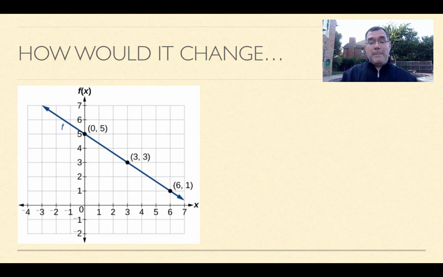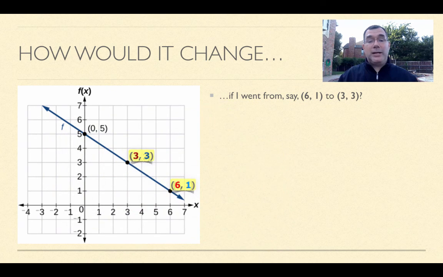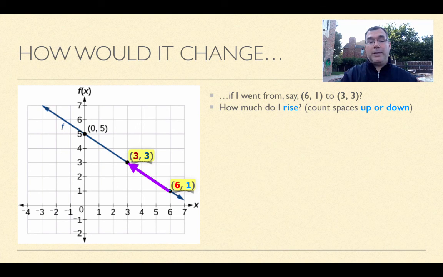And it really shouldn't matter which 2 points I use. So let's say I'm using 2 different points, (6, 1) and (3, 3). So now I'm going from (6, 1), that's the old x and y, to (3, 3), that's the new x and y. So how much do I rise? How far do I have to go up or down to get there?